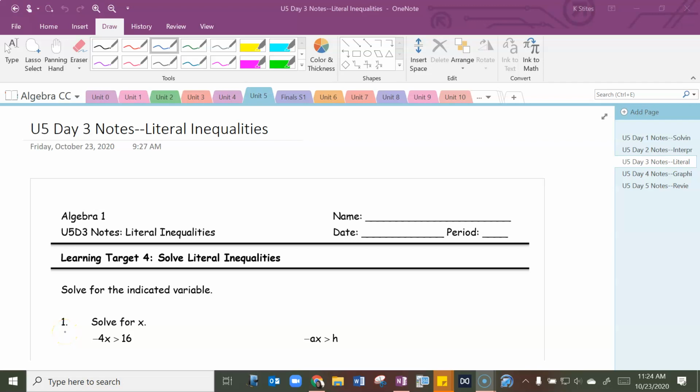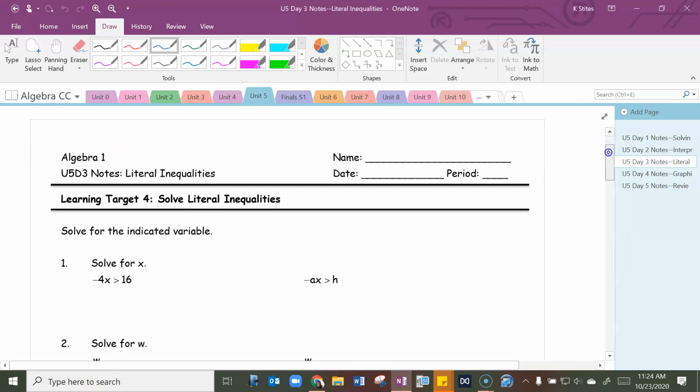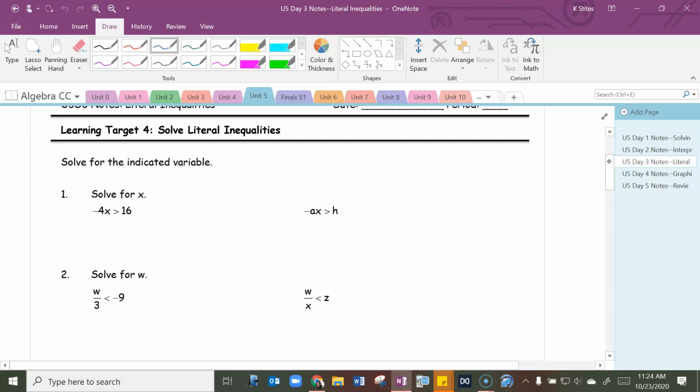Hello, Algebra 1. Today we are talking about literal inequalities, and this is an extension of literal equations, which we talked about earlier in the school year. So basically, our inequalities will now have multiple variables, and we will be solving for a given variable. For example, in this first problem, we are solving for x, and we should know at this point that we will divide by a -4 to do that.